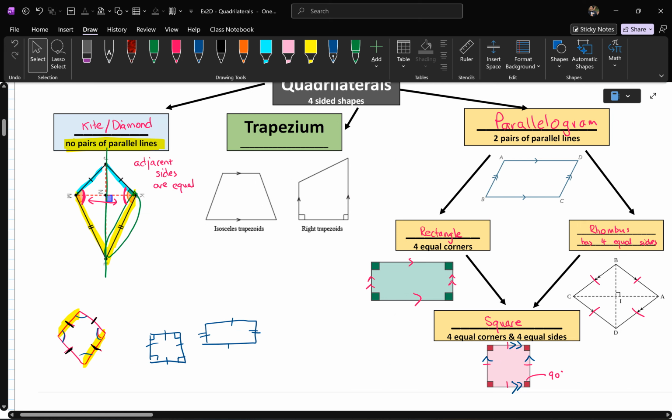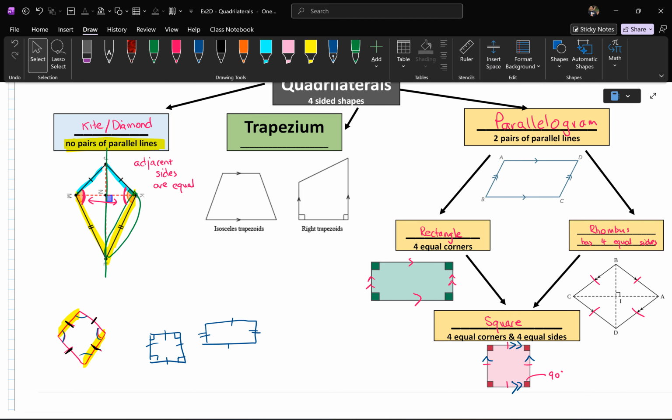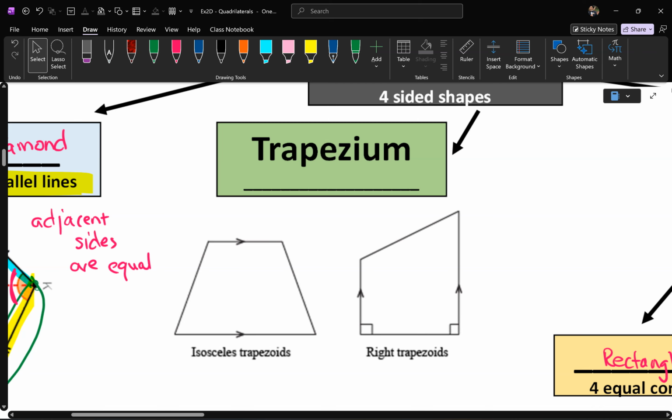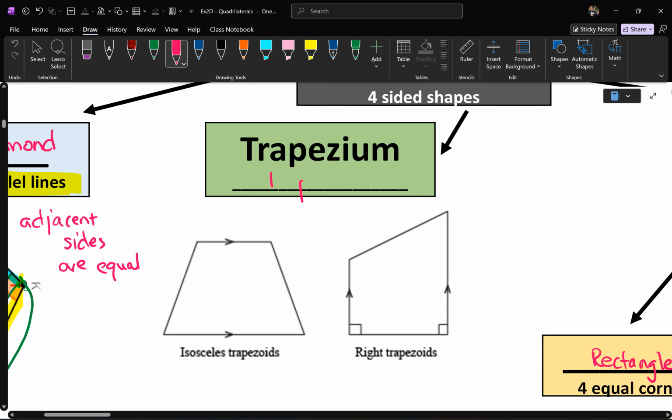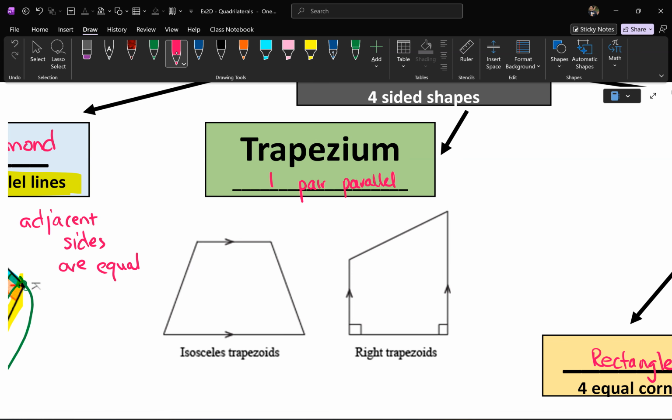So if you look on the very left, it says no pairs of parallel lines. There's only 1 shape. It's a kite. If you look at two pairs of parallel lines, you've got 4 over there. And then trapezium is the only one with exactly 1 pair of parallel lines. That's how you can tell if it's a trapezium. Now I've drawn the 2 shapes that you might see as a trapezium. See how it only has 1 pair? See that? This direction, that's 1 pair.